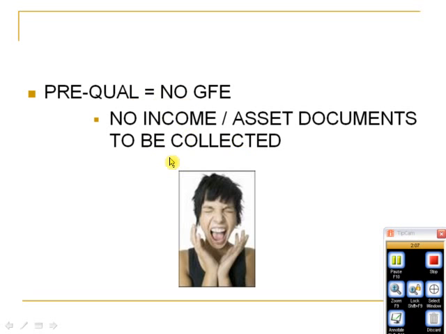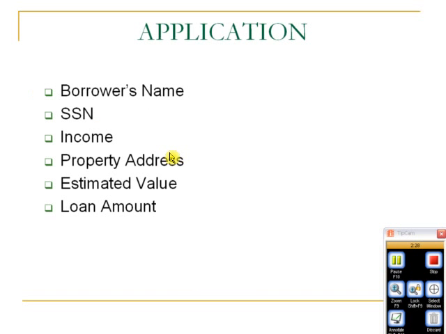No income documentation or asset documentation is to be collected. A good faith estimate will not be given until an application is taken. When the buyer is pre-qualified, the loan officer cannot collect pay stubs, W-2s, or bank statements. I am not allowed to receive those items until there is an application, and that means you can get pre-qualified but not pre-approved. So, what's an application?